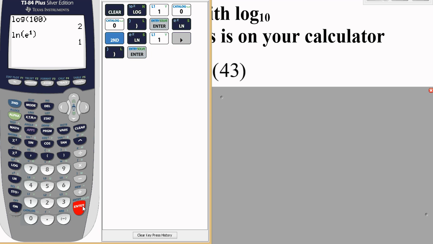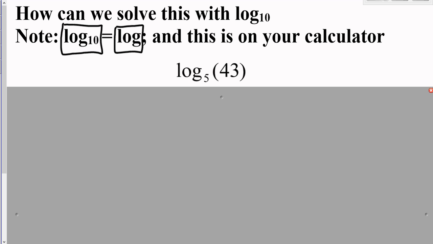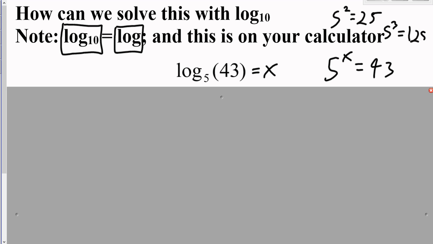So somehow, when we're faced with a problem with log base 5 of 43, we've got to be able to solve this, because if we think of this as being a power, 5 to some power is equal to 43. Well, I know 5 squared is 25, and I know that 5 cubed is 125, but in between, I don't know the power that is going to give me exactly 43, but I do know it's going to be between 2 and 3. So how can I solve this?